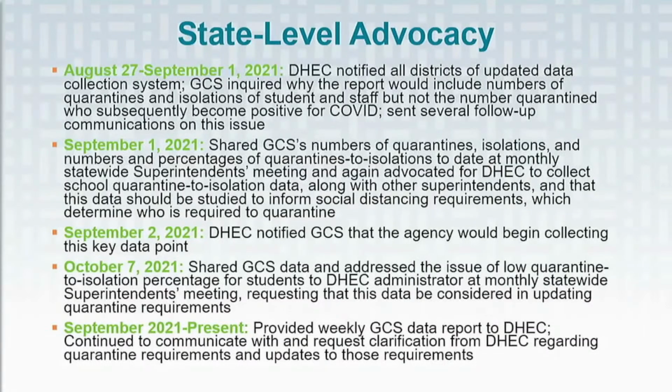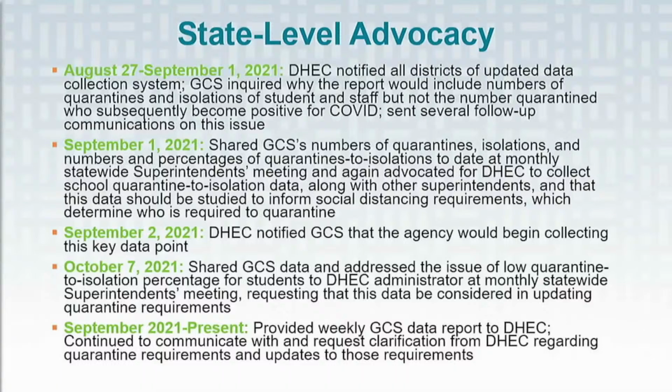All right, so August 27th, DHEC notified all districts of an updated data collection system. We inquired why the report would include numbers of quarantines and isolations of students and staff, but not the number of quarantined who subsequently become positive for COVID. We sent several follow-up communications on that issue. In other words, that's never been data collected by DHEC. We collected it, this school district. There are a few others that collected it. I'm not sure anybody has collected it longer than we have, because we began to collect that early on.